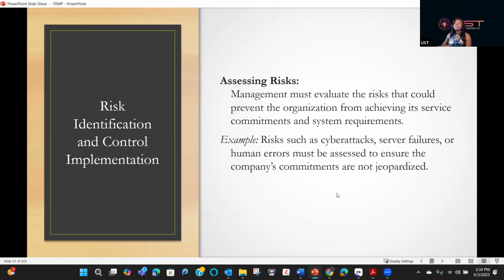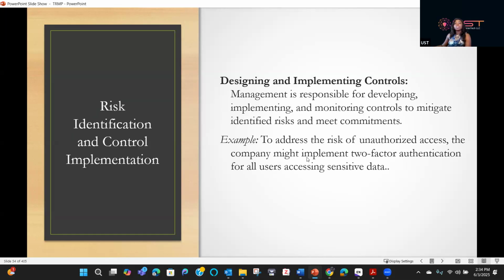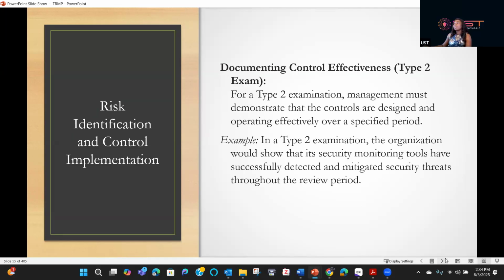What of assessing the risks? Management must also evaluate the risks that could prevent the organization from achieving its service commitments and system requirements. Risks such as cyber attacks, system failures, or human error must be assessed to ensure the company's commitments are not jeopardized. Then talking of controls, designing and implementation, management is responsible for developing, implementing, as well as operating controls to mitigate identified risks and to meet commitments. To address the risk of unauthorized access, the company might implement multi-factor authentication for all users accessing sensitive data.